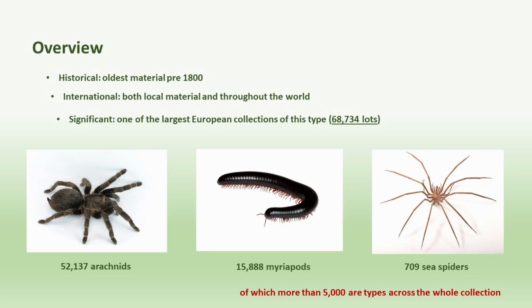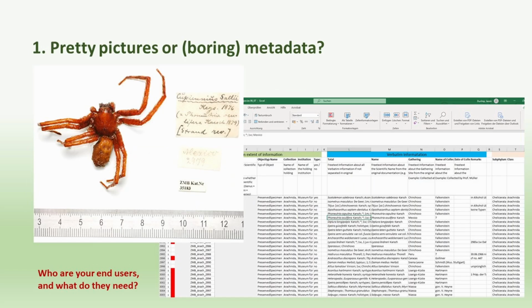When you're going to start digitizing a collection, one of the first things you're going to be faced with is what you are primarily trying to do. Are you going down the line of producing images, pretty pictures, or are you going to go down more the line of getting good, high quality metadata? To answer that, you need to think about who your end users are. Why are you doing this digitization, and what do your end users need?